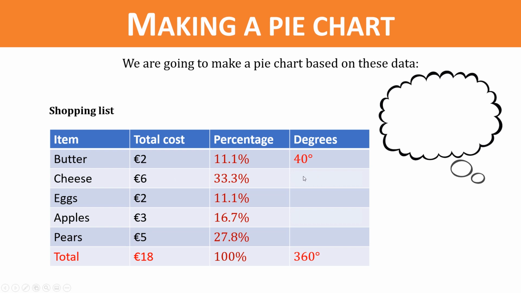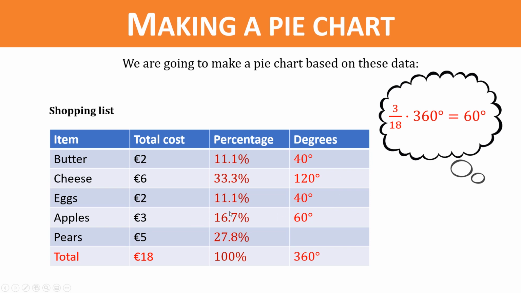Now, cheese is 3 times as much, so we expect it to be 120 degrees. Or we can calculate it directly. Cheese is 6 euros out of 18 euros. So 6 over 18 times a total of 360 degrees. 6 over 18 is the same as 1 over 3, and 1 over 3 times 360 is 120. So 120 degrees. And so on. Eggs will be the same as butter. 2 over 18 times 360 is 40 degrees. And apples, 3 over 18 times 360 is 60 degrees.